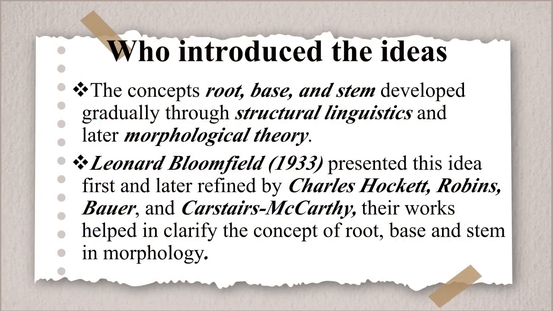When we raise this question, who introduced the idea of categorization of words into root, base, and stem, the answer is that these concepts do not come from one single linguist. They developed gradually through structural linguistics and later morphological theory. But we can clearly identify the main scholars who introduced and refined these terms. In morphology, the distinction among root, base, and stem was first developed in structural linguistics, especially by Leonard Bloomfield, 1933, and later refined by Charles Hockett, Robbins, Bauer, and Carstairs-McCarthy. Their works helped clarify the concepts of root, base, and stem in morphology.